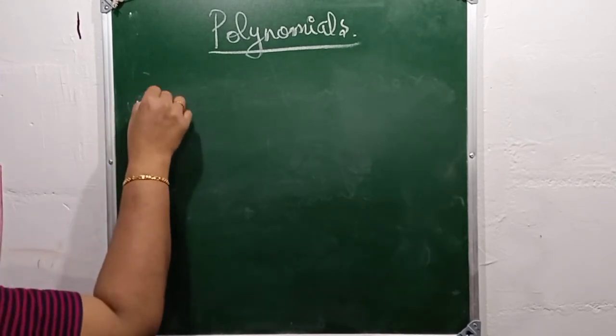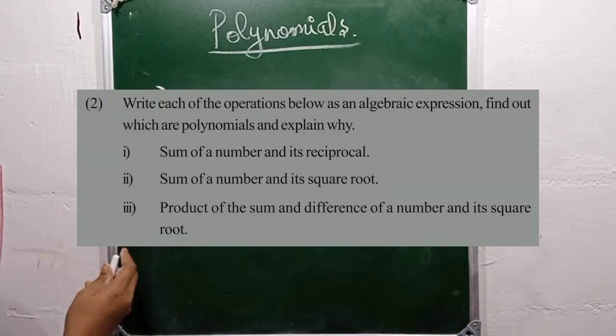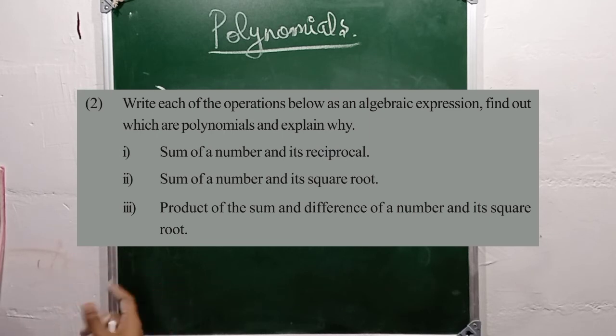Finally, the third sub question. The question is: the product of the sum and difference of a number and its square root. Add and subtract a number and its square root, multiply them, and find the product. The question is whether that is a polynomial or not.